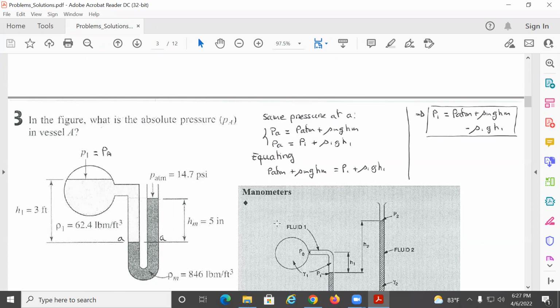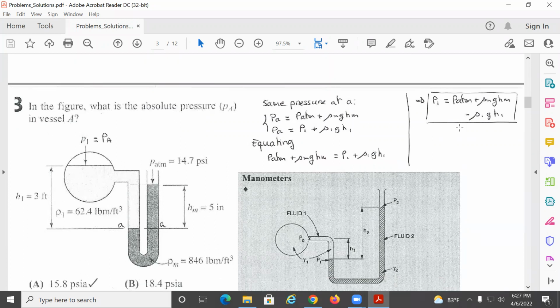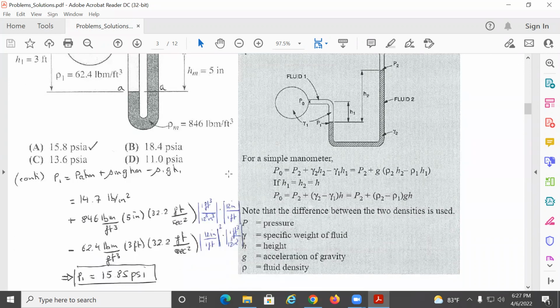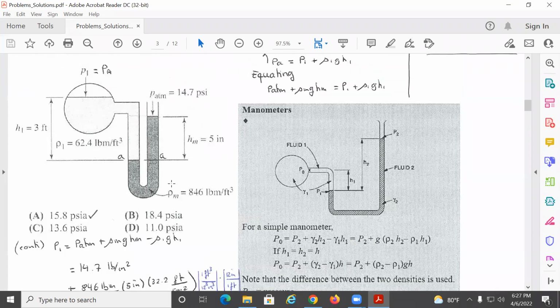So that's basically what we're going to do over here. So that P1 equals P atmosphere. We do the substitution. All right. So yeah, let's be careful here. One second. Maybe let's look at this. Yeah, let's look at the solution once more.